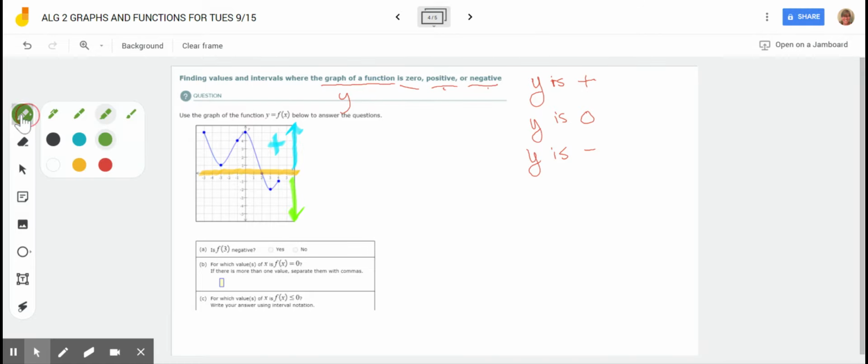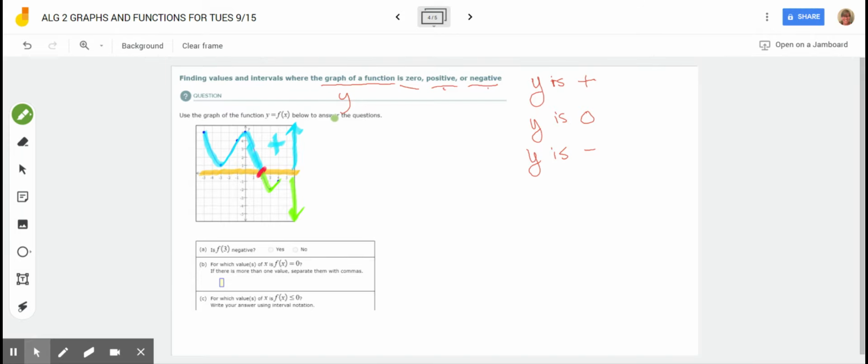So where is the graph positive? It's positive all the way here until we get to the x-axis. Then it is 0 at the x-axis, and then it goes into negative values here. The hardest thing to do at this point is to concentrate on the y. When they say function, when they say graph, when they say value of the function, they're talking about the y.